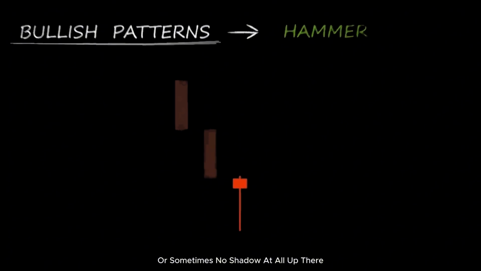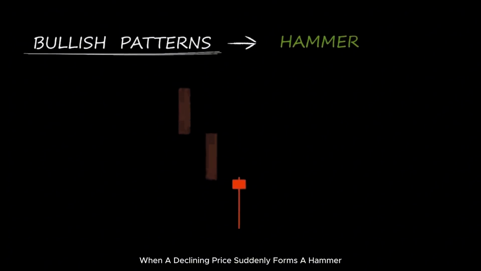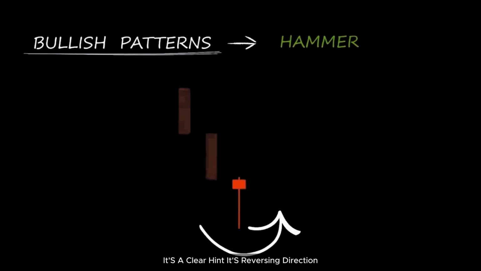You'll recognize the hammer by its short little body right at the top, and a long lower shadow sticking out the bottom that's about 2 or 3 times the length of the body itself. Usually there's a very short upper shadow, or sometimes no shadow at all up there. When a declining price suddenly forms a hammer, it's a clear hint it's reversing direction.